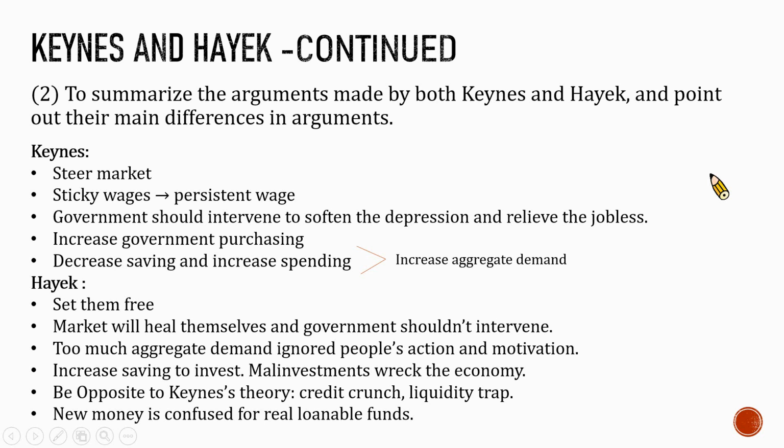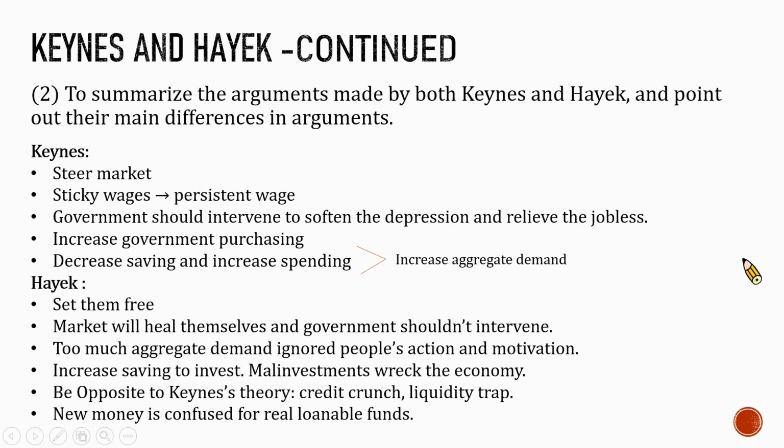He argued that aggregate demand, as well as total spending in the economy, determines the overall level of economic activity, and that inadequate aggregate demand would lead to many periods of high unemployment.